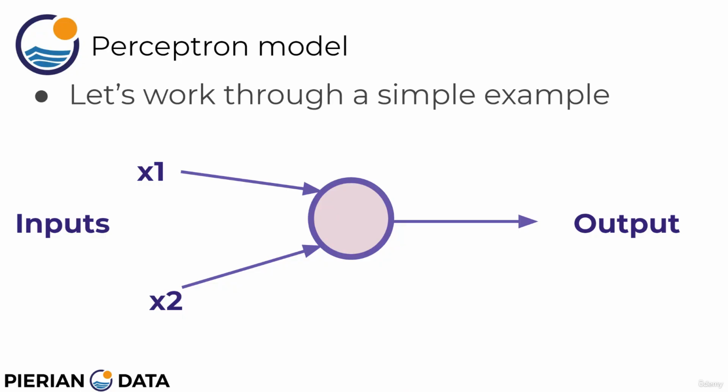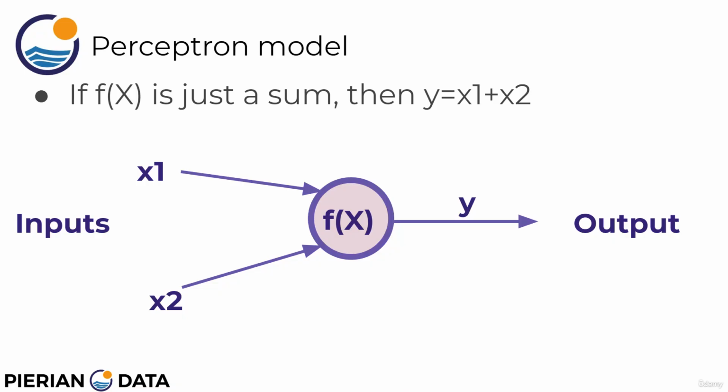So these two variables, x1 and x2, are going in as input into this perceptron. You can imagine that inside this perceptron, that neuron is going to have some sort of function. So it's going to have some sort of functionality and perform something on those inputs of x, and it's going to then output some y. So we have some function inside the neuron, takes in these x values, performs something on them, and then outputs y. So if f of x, that function, is just a sum, then y is equal to x1 plus x2.